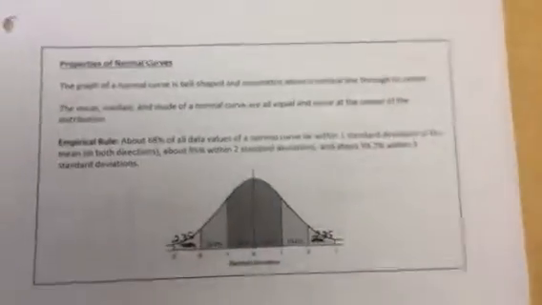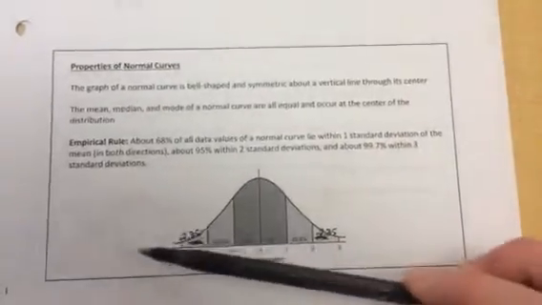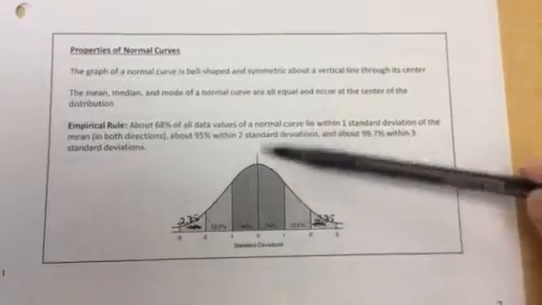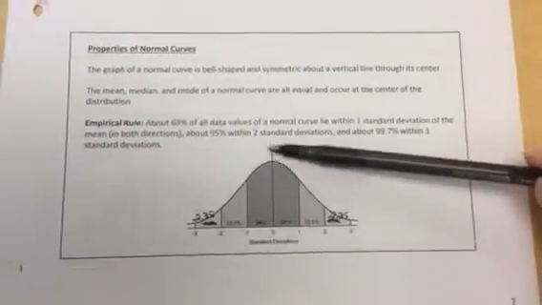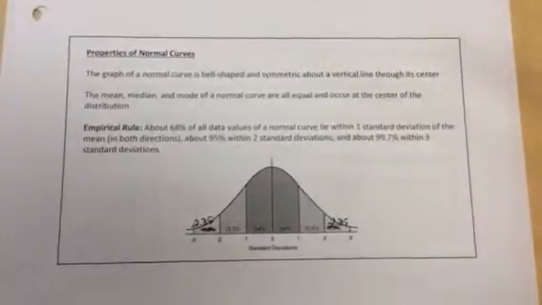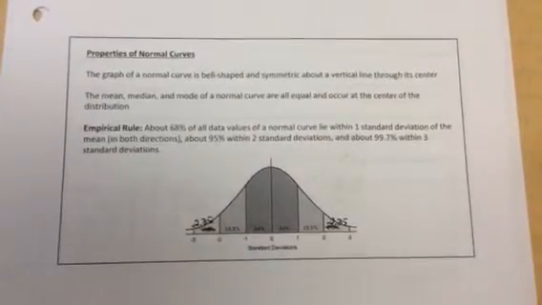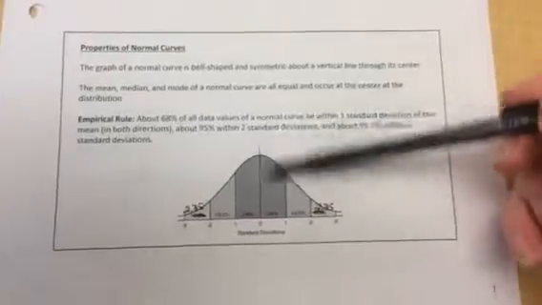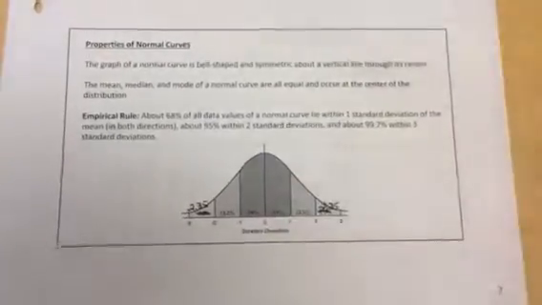So some properties of this guy, right? It's a symmetrical bell-shaped curve, right, with a vertical line through the center that represents the mean, right? For a perfect normal distribution, the mean, median, and mode of a normal curve are all equal and right there at the center, right? In a perfect situation.